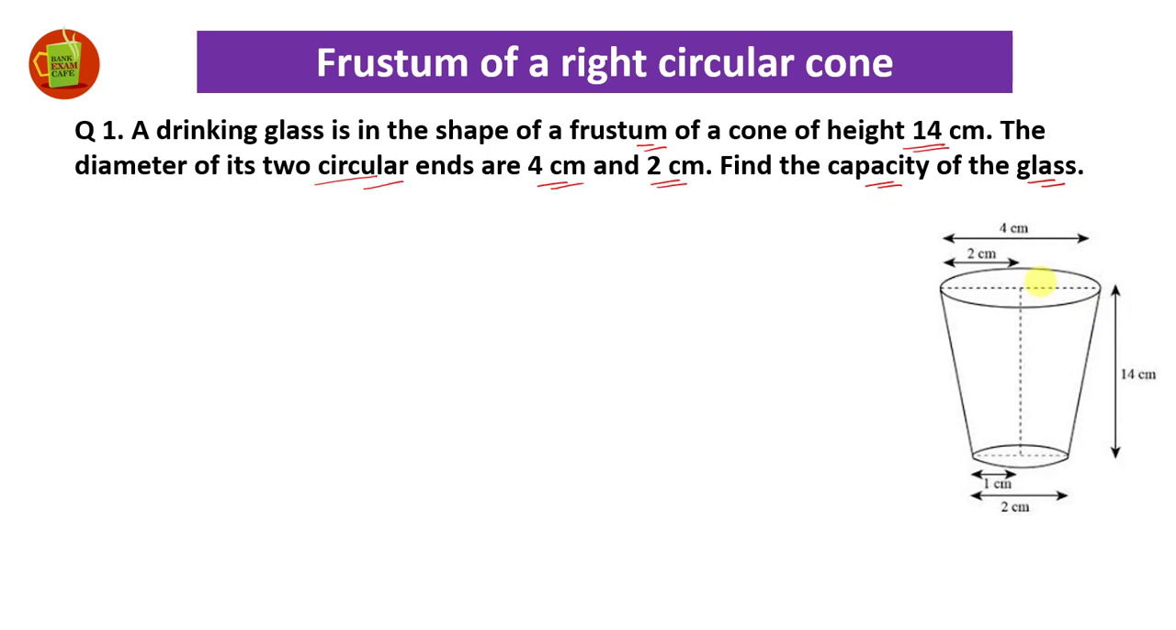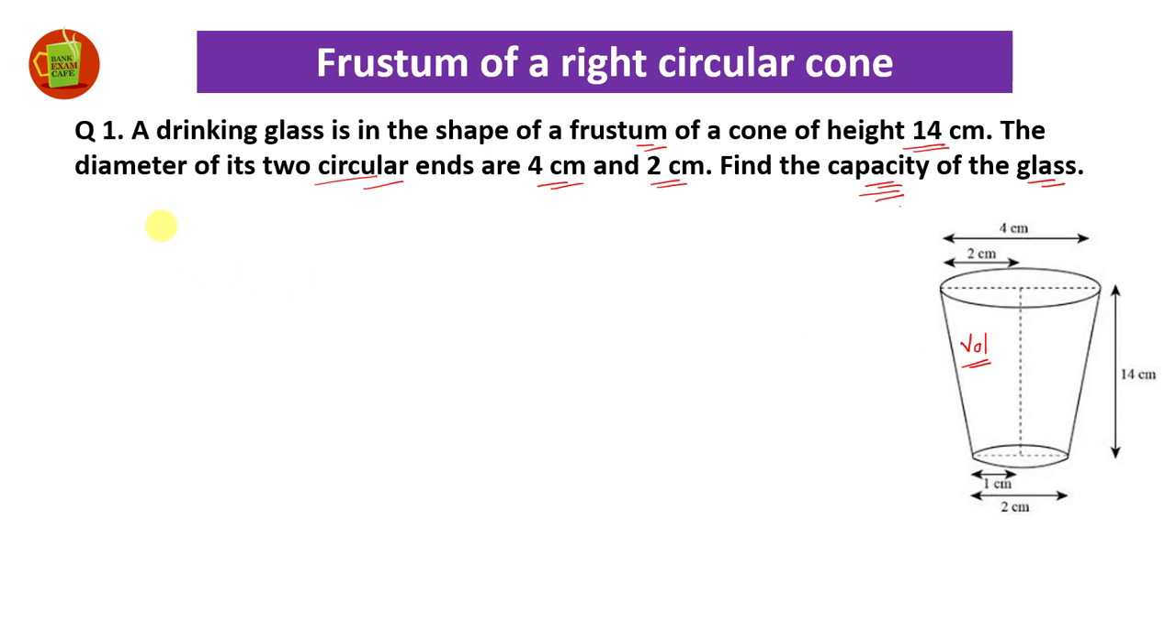A glass is in the shape of a frustum. It is given that its height is 14 centimeter, and the diameter of the upper circular portion is 4 centimeter and that of the lower circular portion is 2 centimeter, and therefore we have to find the capacity of the glass. It means we have to find the volume of the glass.